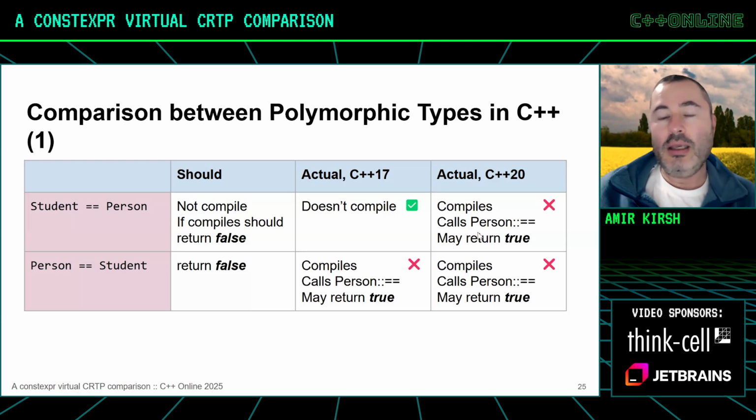Now, one can say, you know what, it didn't work right to begin with. Yes, it didn't, because the default comparison, or the comparison that we implement, is usually non-polymorphic. And we have to think about what we should do.